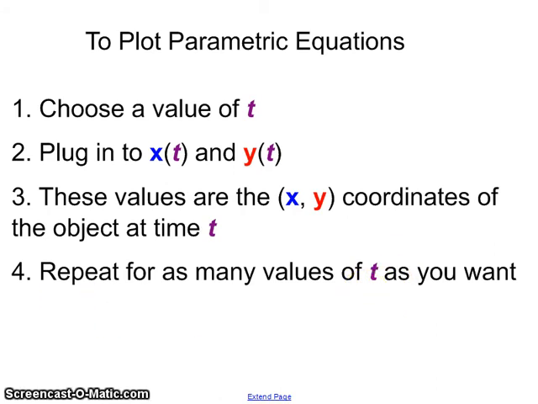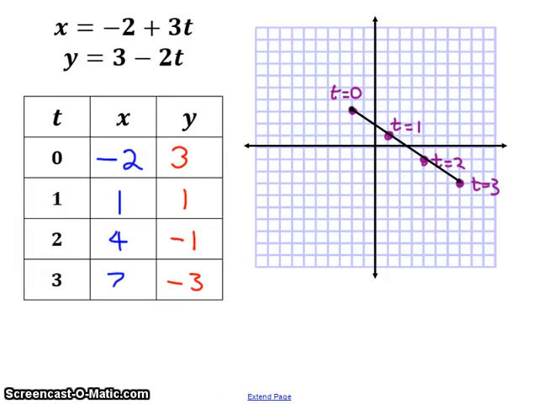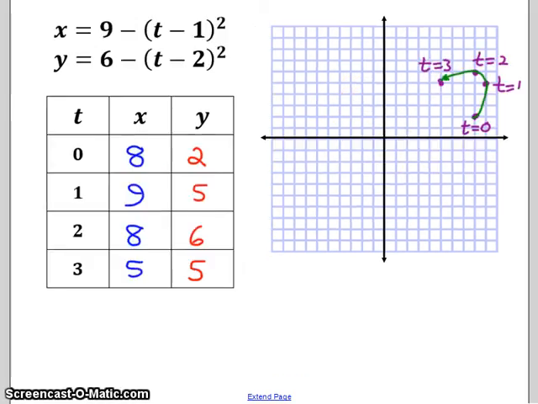And again, the examples that we did, here is two linear parametric equations. Gave us a straight line traveling from here to here as time went from 0, 1, 2 to 3. And the second example we did was actually a parametric or a parabolic curve starting at t equals 0 here, t equals 1, t equals 2, t equals 3, moving in a curved fashion.